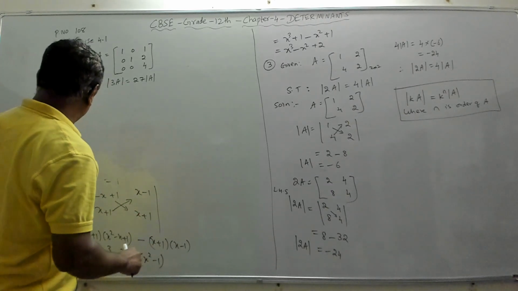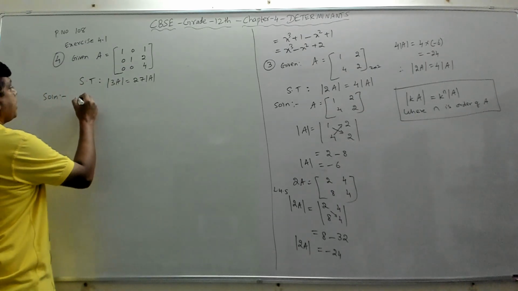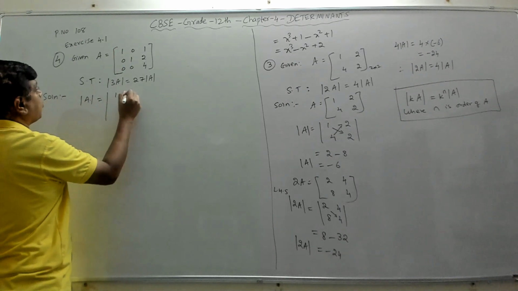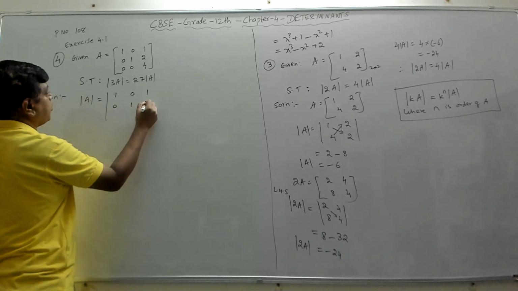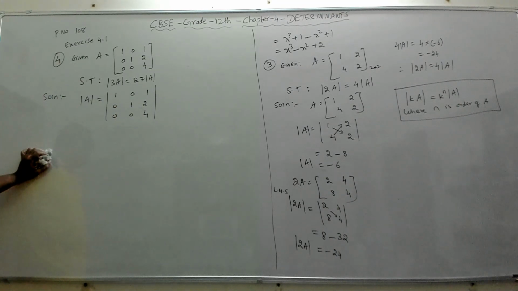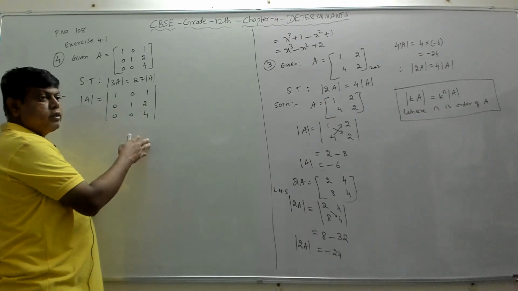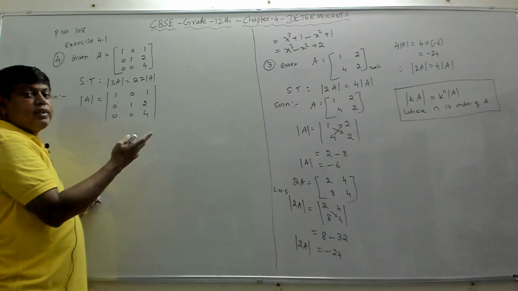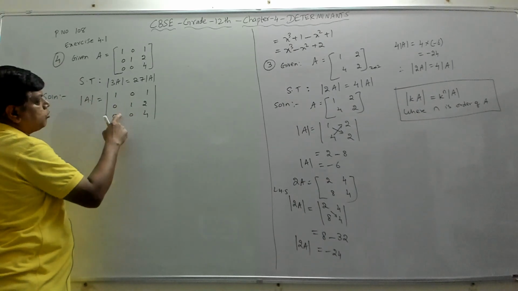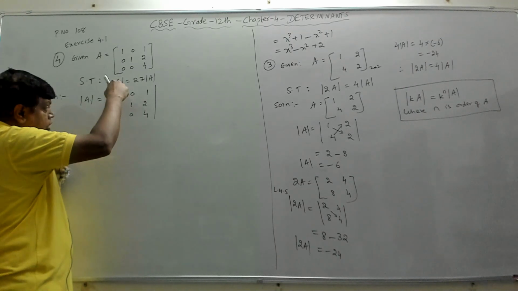Now what is the value of determinant of A? Let's first find it. Your A matrix is this, so determinant of A will be equal to determinant of 1 0 1, 0 1 2, 0 0 4. To evaluate this determinant, we can expand using any row or any column, but generally we go for the row or column which has the maximum number of zeros. Here column 1 has 2 zeros, or we can take row 3 with 2 zeros. So we will expand along C1.